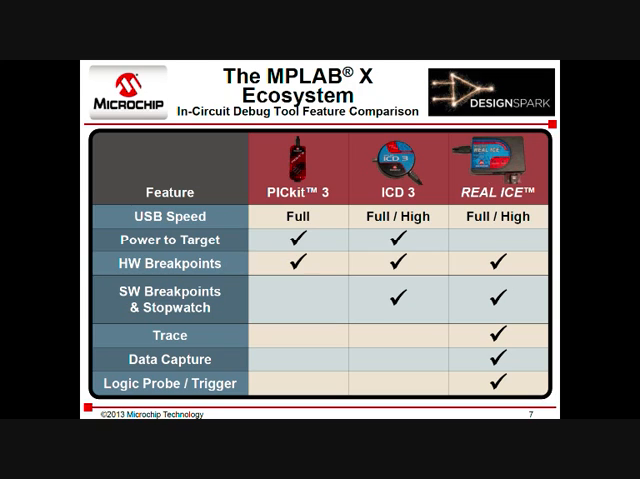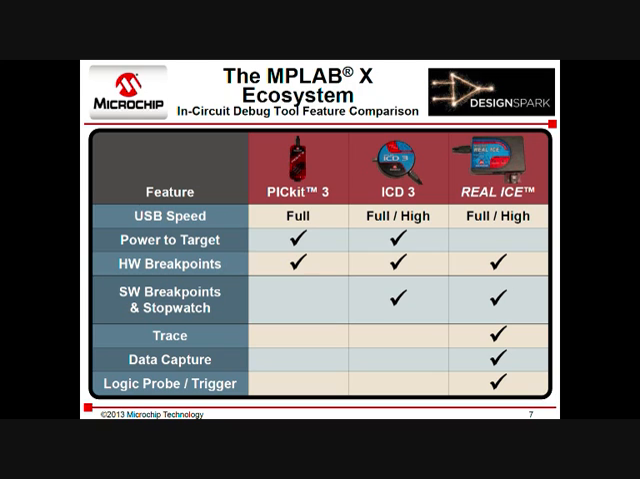If you want more speed and some additional features like the ability to use software breakpoints and a hardware stopwatch, you may need to select the ICD3. In this case, the debugging of your application will also be faster, because the communication between the microcontroller and the PC will be faster, since the ICD3 is faster than the PICkit 3.